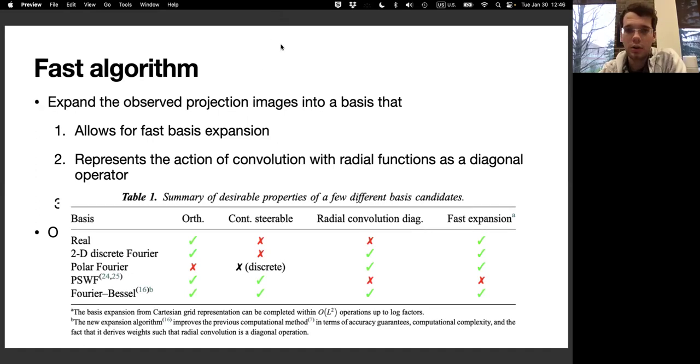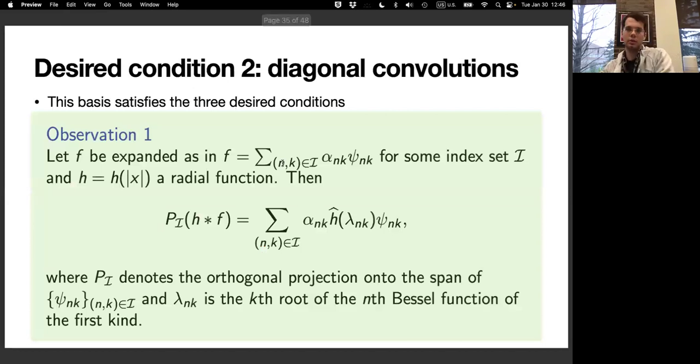Okay, so we'll talk about points 2 and 3 and why they're true. They turn out to be faster to talk about than the fast code. This is going to be just one slide about why the convolution with radial functions becomes a diagonal operator. It's a small observation. It's maybe 2 paragraphs to prove, but we can go through it.